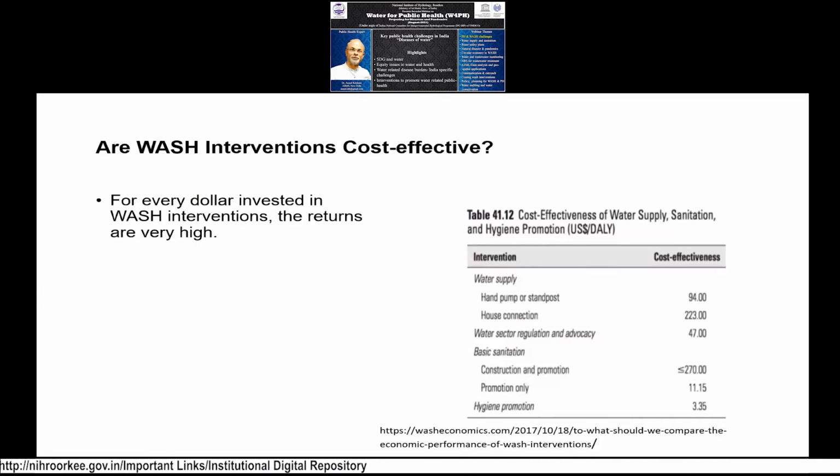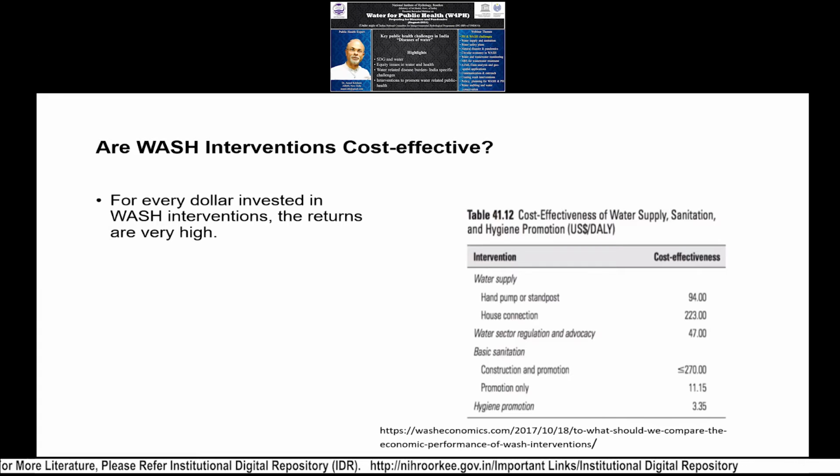So are WASH interventions cost effective, which means that for the amount of money invested in making these interventions available to the population, do we have a return on investment? It is generally said that for most of the water interventions, the return on investment is quite high. We can look at the table shown here, which shows that for every DALY, which is, as we said, disability-adjusted life year saved due to the intervention, the cost is only $94.